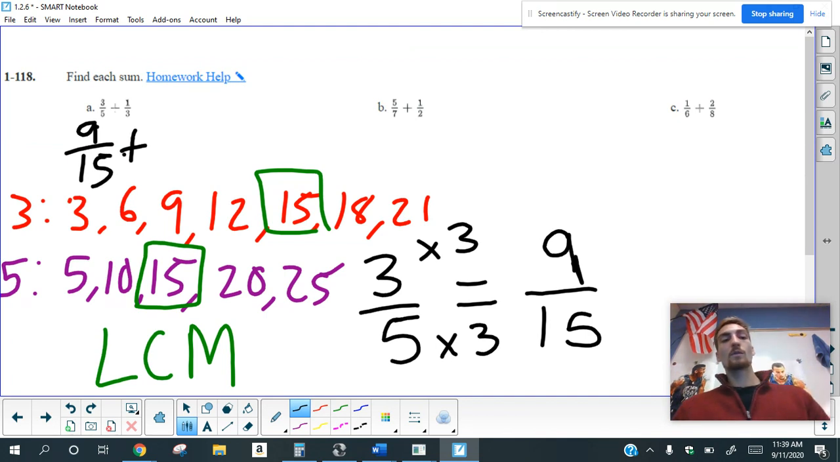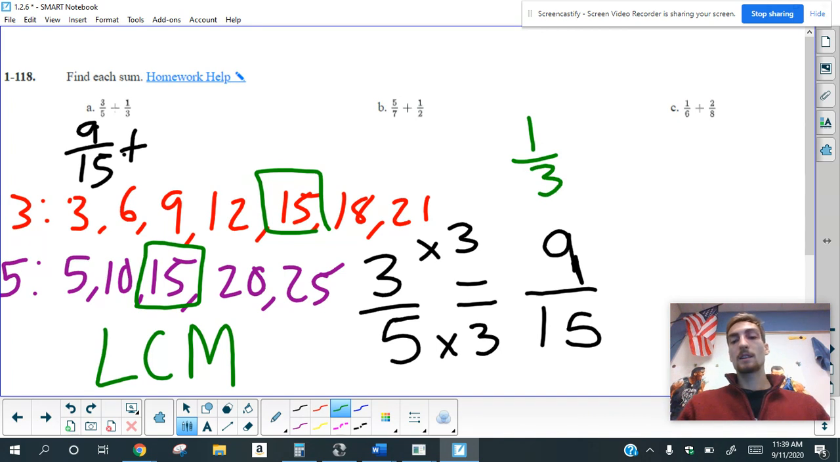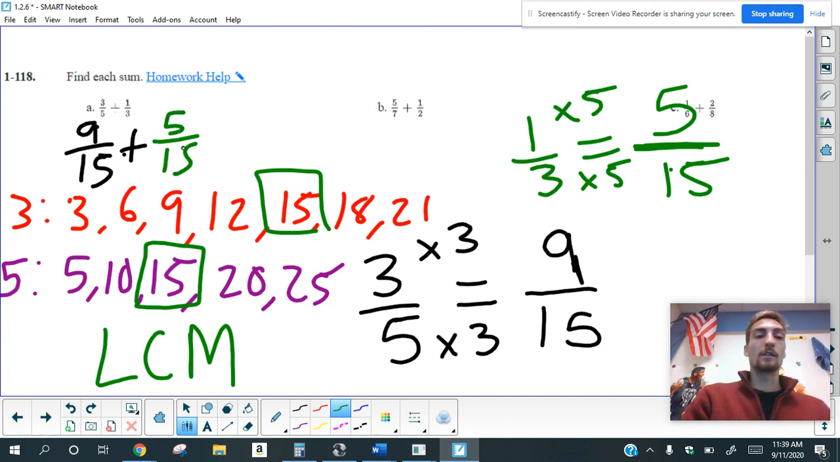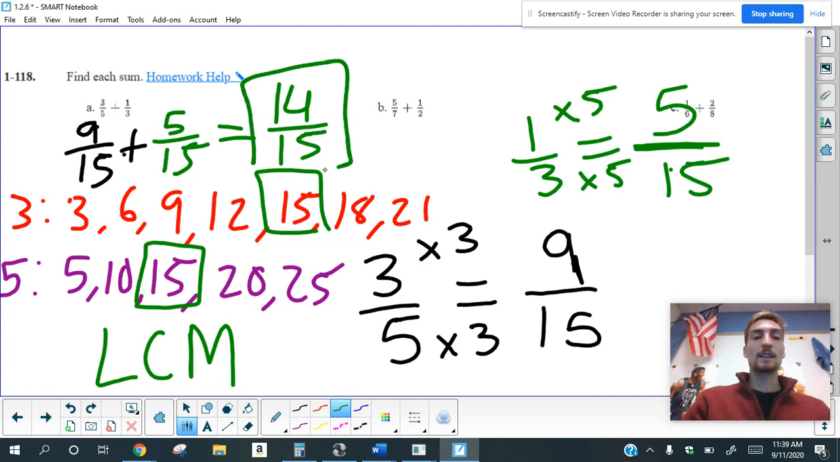plus, let's see what 1 over 3 would transform into. So here I have 1 over 3, and I'm setting it equal to a number over 15. And so I would have to multiply 3 times 5 to get to 15, so I do the same thing to the top. 1 times 5 is going to give me 5. And so I'm doing 9 over 15 plus 5 over 15, and that's going to give me the final answer of 14 over 15. And we can't simplify that, so we're going to keep that as is.